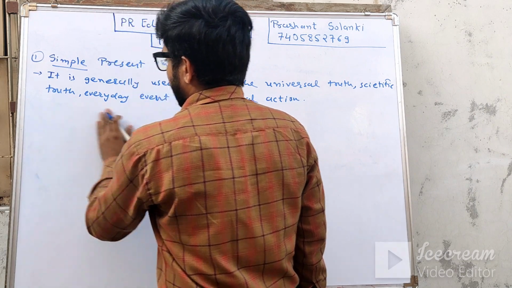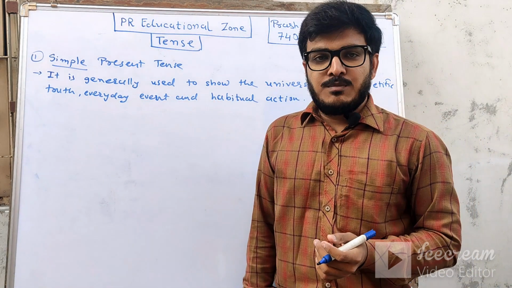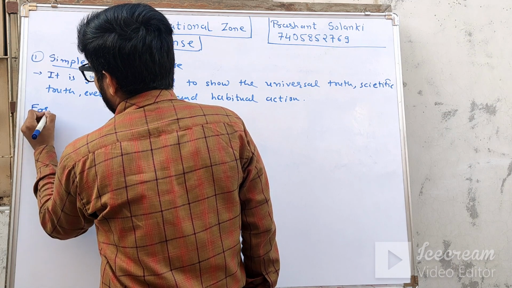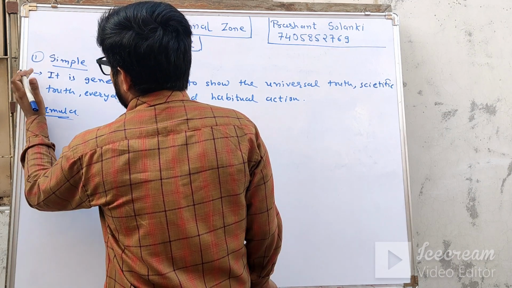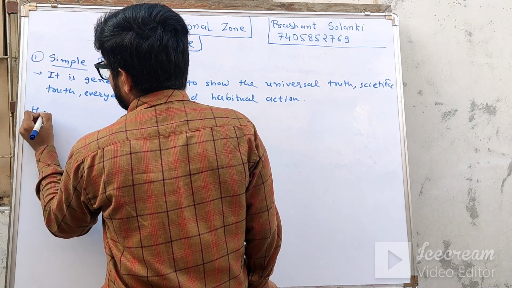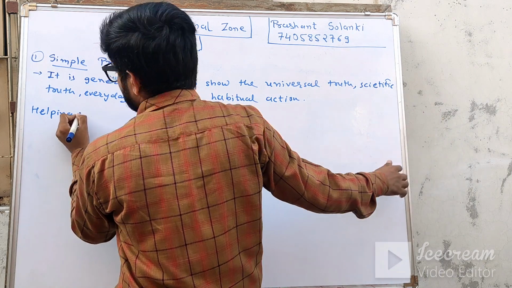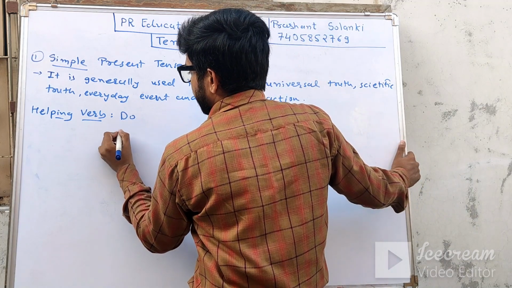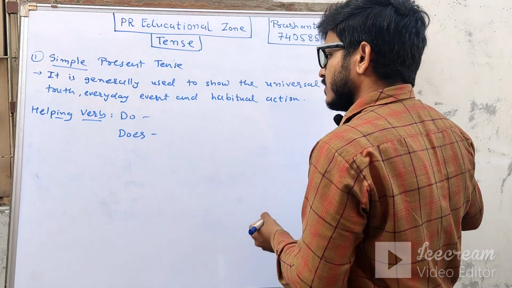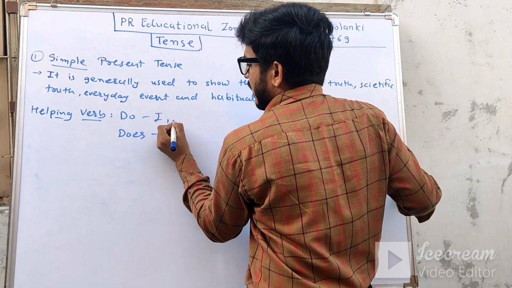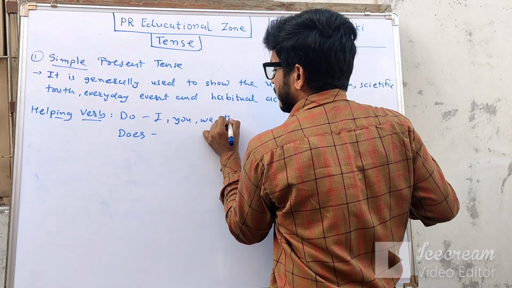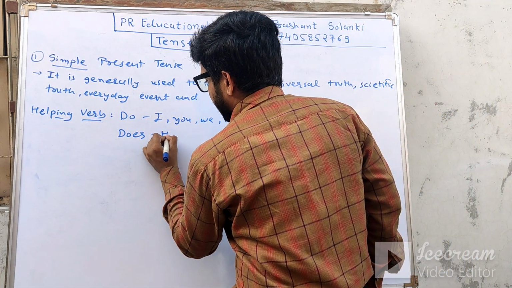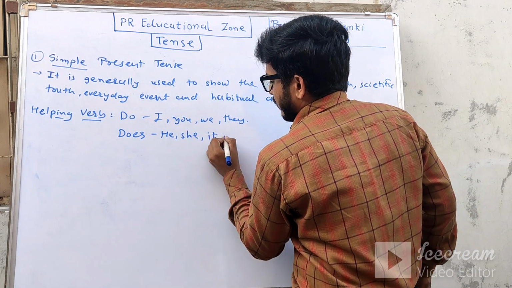Like somebody has a habit of waking up at 5 a.m. That is a habit. And now we are going for the formula. Before going for the formula, we are going with the helping verb. Here, two helping verbs are used: do and does. When is do used? Do is used after the subjects I, you, we, and they, and does is used after he, she, it, or any name.